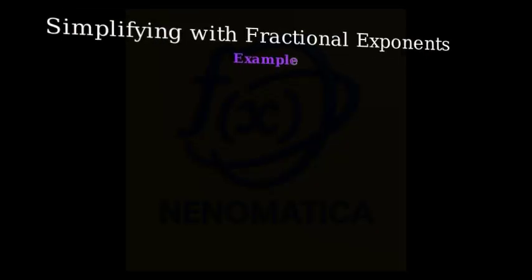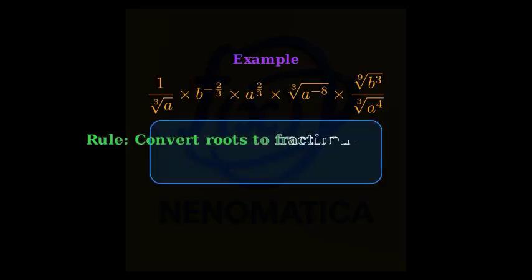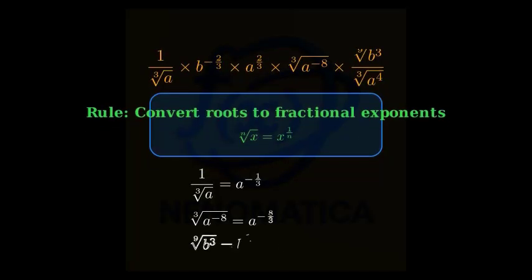We begin with the example and then carry out the algorithm exactly as written. Step 1. Convert every root into a fractional exponent using the rule nth root of x equals x to the power of 1 over n. We'll display the rule first. Now rewrite each radical.